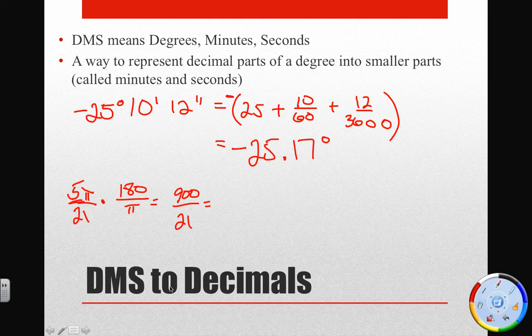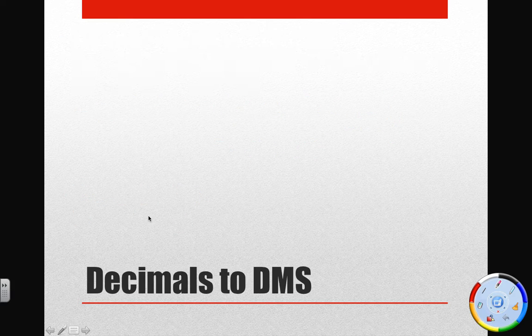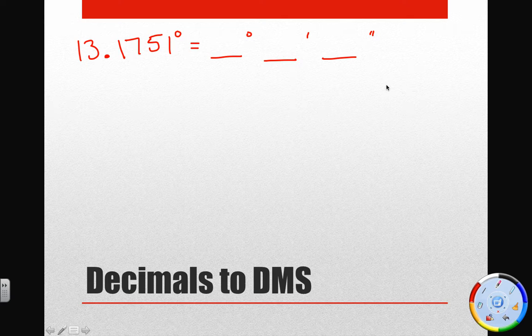And going from DMS to decimals, the hardest thing you're going to get is this negative question here. When you get to the next page, which is going from decimals to DMS, that's where things get a little bit more complicated. But let's kind of backtrack. Let's figure out how to go from decimals. Let's say I had 13.1751 degrees, and I want to change this to some degrees, some minutes, and some seconds.